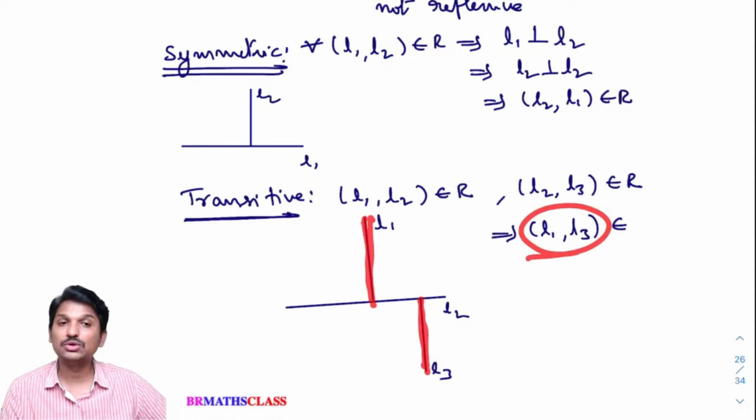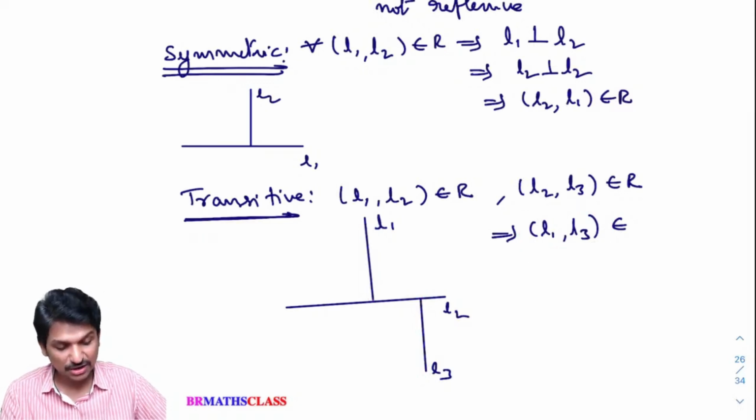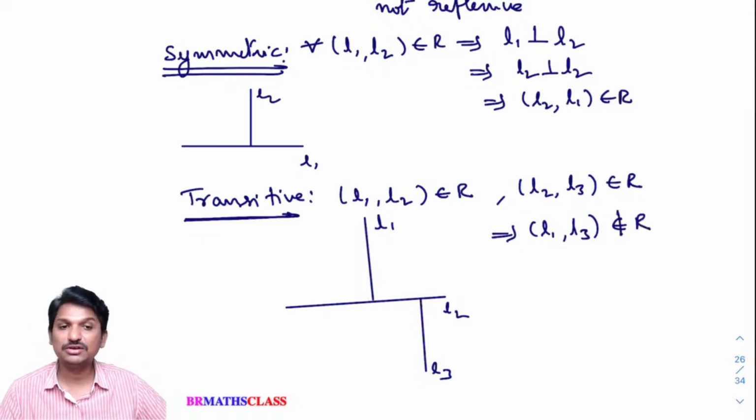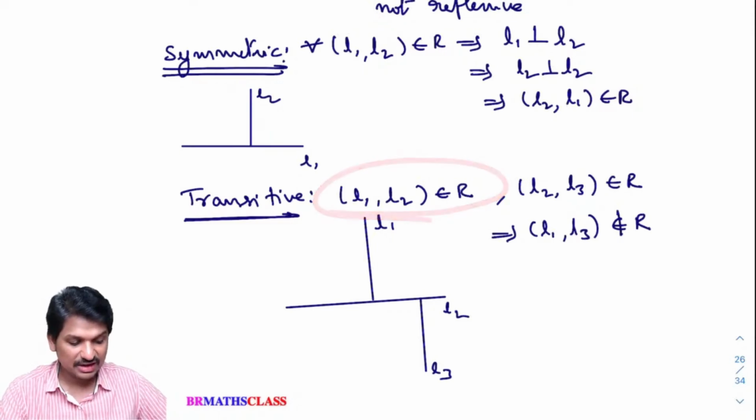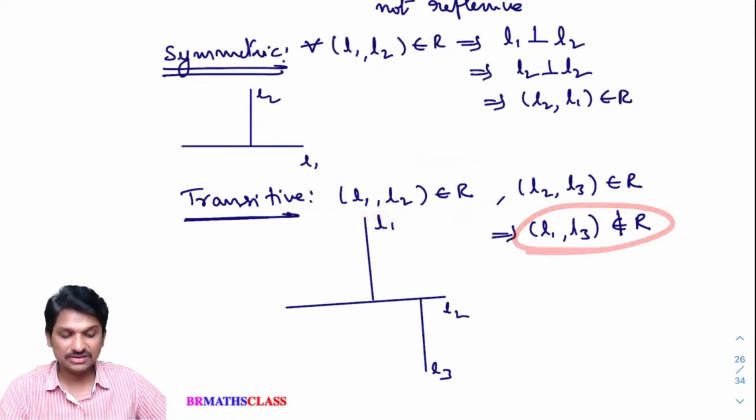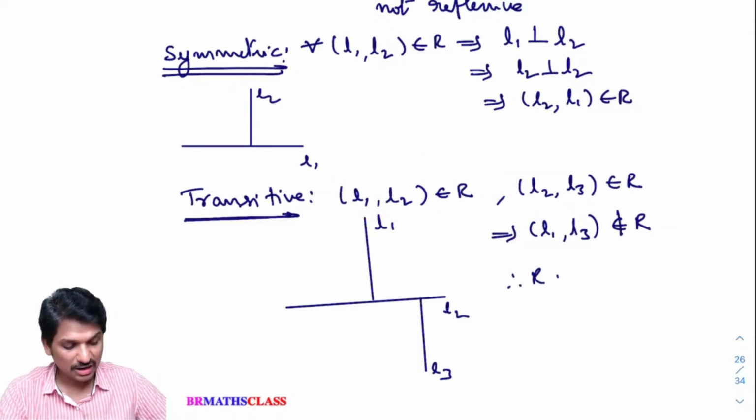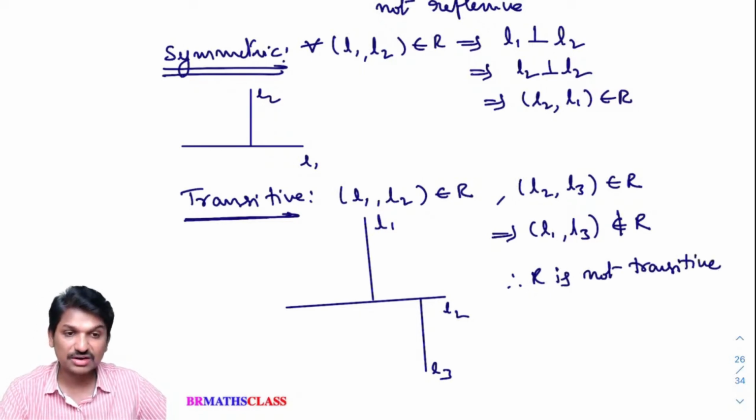L1 is parallel to L3. But (L1, L3) does not belong to this relation. Because of this reason, I can say that as (L1, L3) does not belong to this relation, therefore R is not transitive. Okay, right.